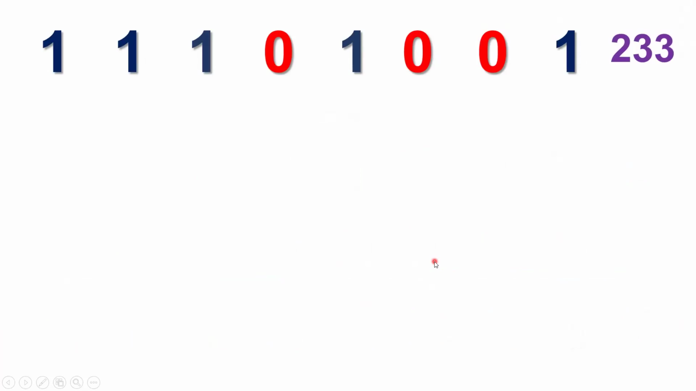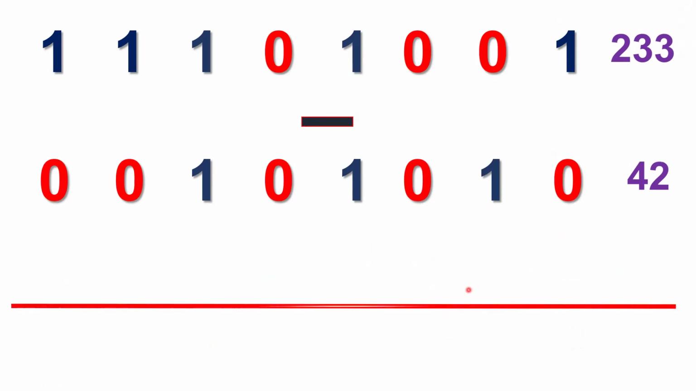Let us say we swap the numbers and instead we now subtract 42 from 233. So again, we arrange these two numbers A and B, 8 bits each, and we start one by one. So how we do that? We start with the LSB, least significant bit. We try to subtract number B from A bit by bit. So let us start with the first LSB.